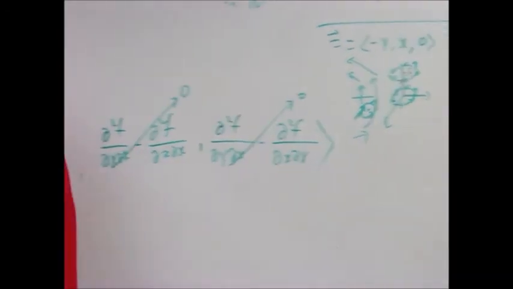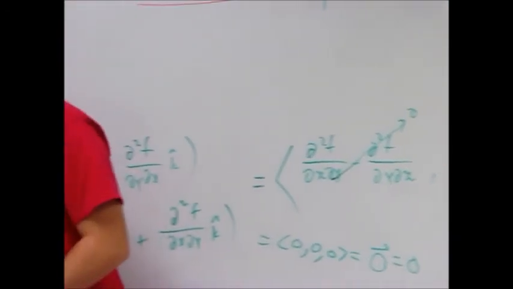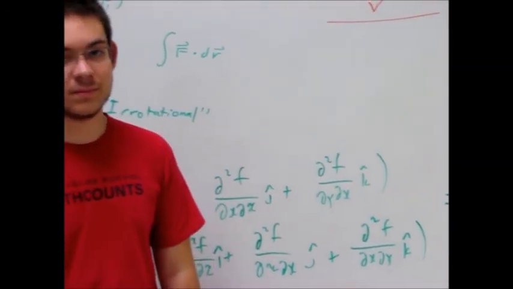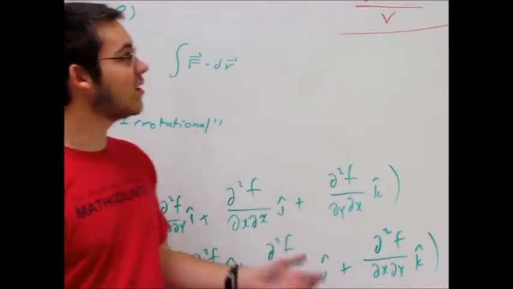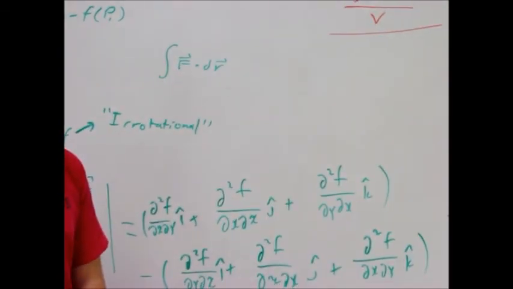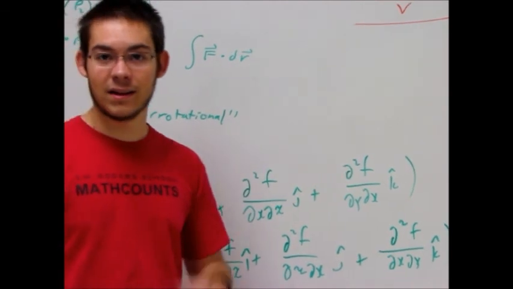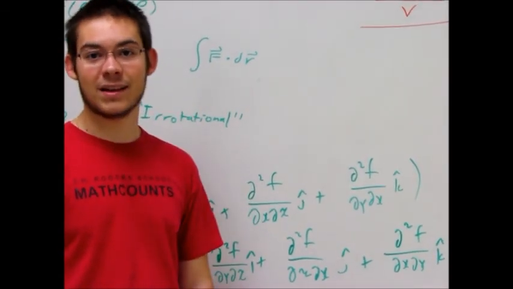So that was sort of a discussion of the other types of operations that you can do with the del operator, divergence, and curl with vector fields. And thanks for watching, and I'll see you in the next video.